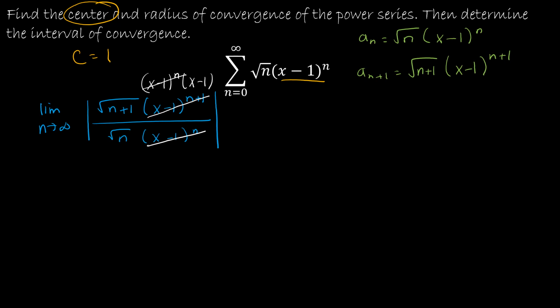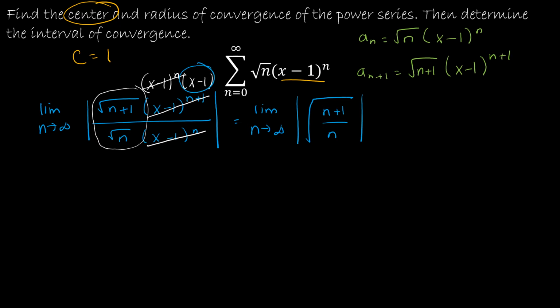However, I can't do anything to reduce these radicals. So my new expression is the limit as n approaches infinity of the absolute value of the square root of (n plus 1) over n, so I'm just writing it as one radical instead. And then I still have this x minus 1, and I'm just going to write it out here because it is not affected at all by n, just as we did before.